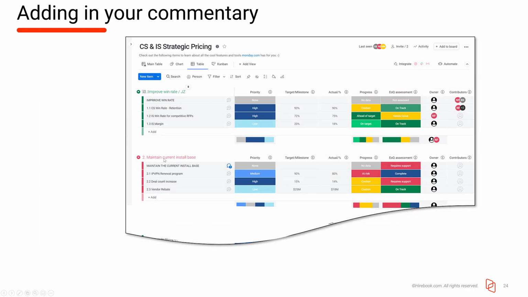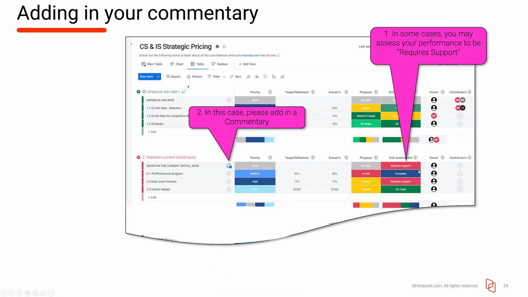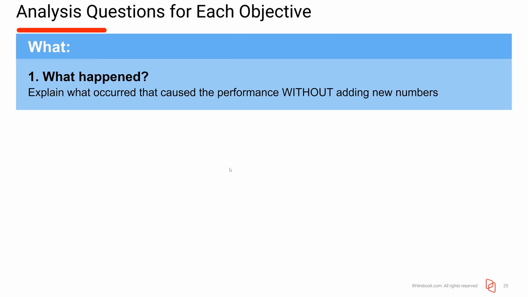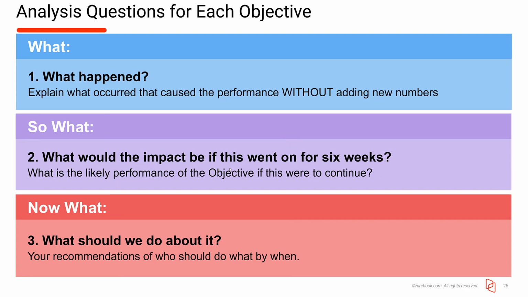So now if I take a look at a couple of them, this one I've indicated requires support, and therefore change the overall objective to be red. But we're also suggesting that if you have a red, you should add in a piece of commentary to explain why you've made it red or what's happened. Now we're suggesting the commentary can be simple, just 3 sentences. What? So what? Now what? So what happened that caused it to turn red? And don't add in other numbers, explain what's going on.